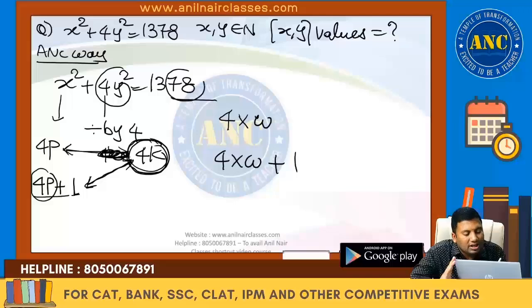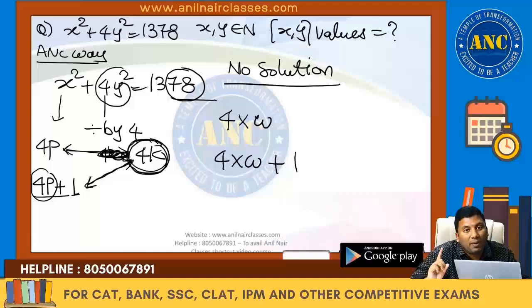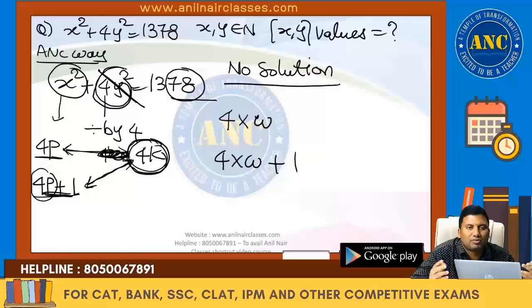But 1378 is nothing but 4 into 344 plus 2. So the answer is no solution for x and y. Extremely easy question if you know this concept that a perfect square is always of the form 4 into something or 4 into something plus 1. The idea behind the question is 4y square. Any number multiplied by 4 is divisible by 4. This only gives the form 4 into something or 4 into something plus 1. 4p plus 4k is divisible by 4. 4p plus 1 plus 4k gives a remainder 1. The right hand side, when divided by 4, should give a remainder 1.